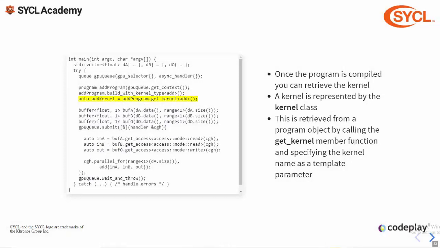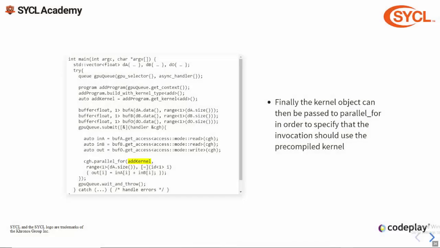Now that the program is compiled, we have to retrieve the kernel itself. We do this by calling the getKernelMember function of the program object. Again, we specify the kernel name as a template parameter. This returns us a kernel object representing the specific kernel we want to enqueue.